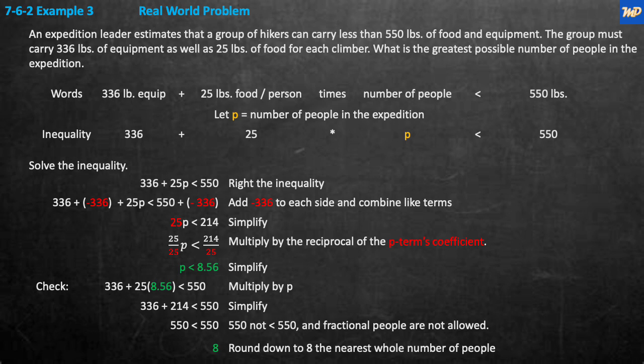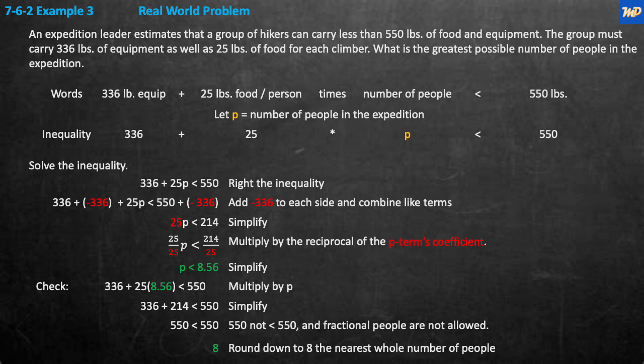Okay, example 3 is a real-world problem. Here it goes. An expedition leader estimates that a group of hikers can carry less than 550 pounds of food and equipment. The group must carry 336 pounds of equipment, as well as 25 pounds of food for each climber. What is the greatest possible number of people that can be in this expedition?